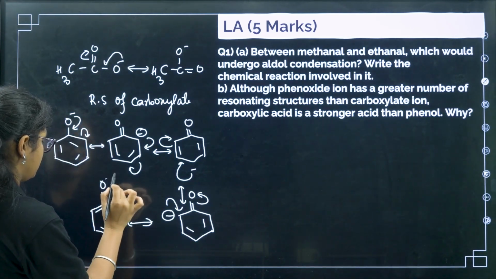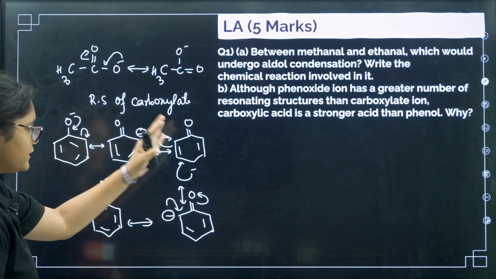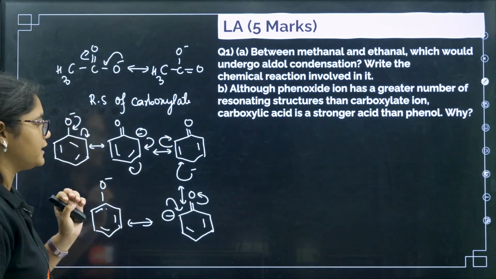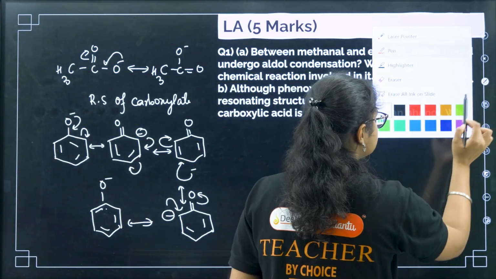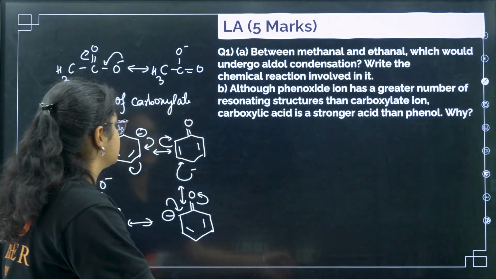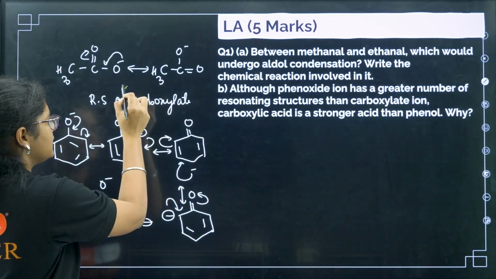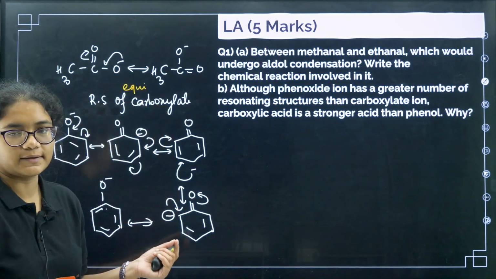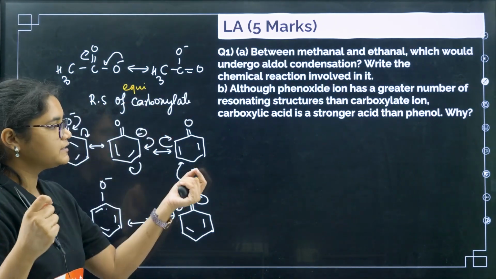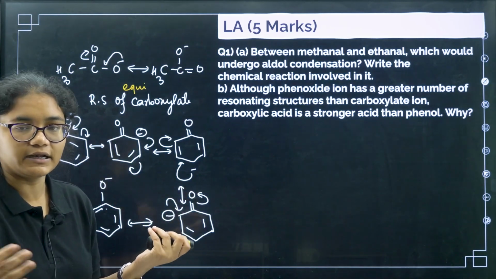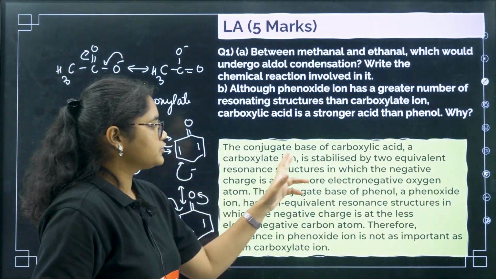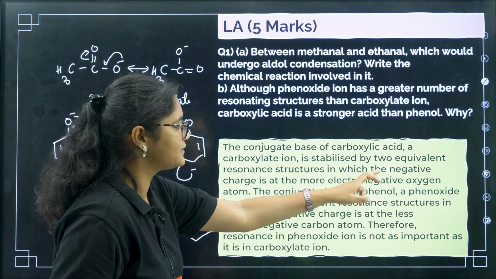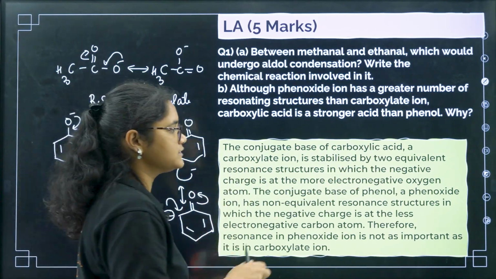This is like this. Okay, so you see now in the resonating structures of phenoxide ion, negative charge is coming on carbon, which is less electronegative, and that is why this is unstable. And here you can see that the resonating structures of carboxylate ion are equivalent. Okay, both the resonating structures are the same, but here it is not the same. So those are the two reasons why phenoxide ion is less stable than carboxylate ion. Okay, so you can see here the conjugate base of carboxylic acid, that is this carboxylate ion, is stabilized by two equivalent resonating structures, so you need to mention these points.